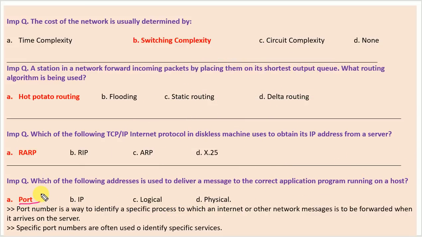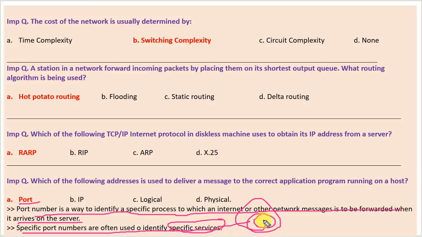So let's discuss a few basic points related to the port number because port number is very important. Port number is a way to identify a specific process to which an internet or other network message is to be forwarded when it arrives on the server. Okay, specific port numbers are often used to identify specific services as I discussed. Every service is associated with one port number. So if you want to utilize that service, you have to mention that port number. If you want to send your data to a particular service, you have to mention that particular port number associated with that service.